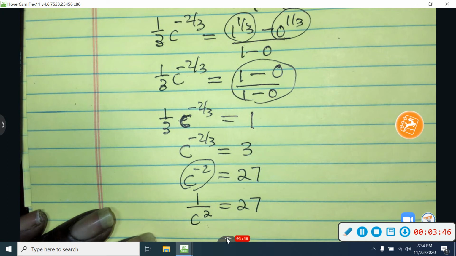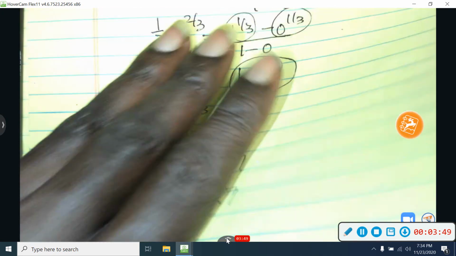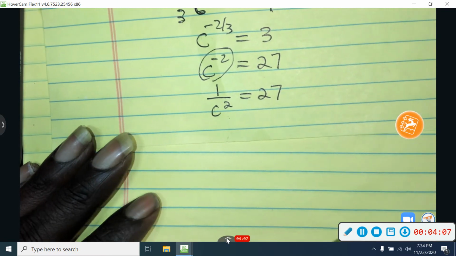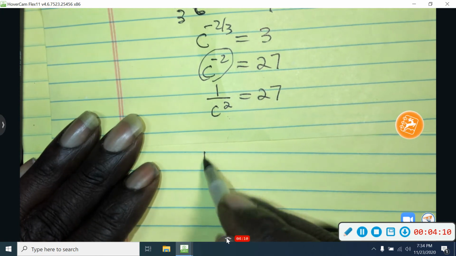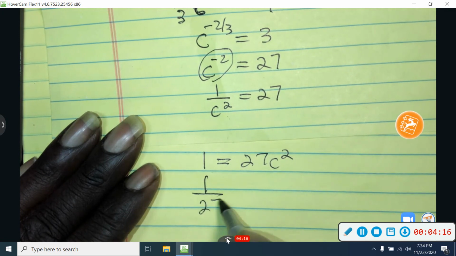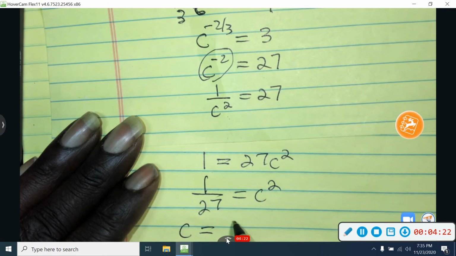Let's put it up here so you don't get confused. Okay, so multiply both sides by c squared. You get 1 is equal to 27c squared. Divide both sides by 27. You get 1 over 27 is c squared. Take the square root of both sides. You get c is 1 over the square root of 27 or minus 1 over the square root of 27.